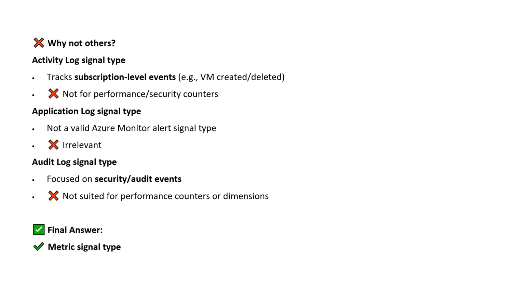So let's see why not the other options. Activity log signal type tracks subscription level events, like a VM created or deleted, not performance or security counters. Application log signal type is not a valid Azure Monitor alert signal type, so it is totally irrelevant. And audit log signal type is focused on security and audit events, not suited for performance counters or dimensions. So the final answer will be metric signal type.